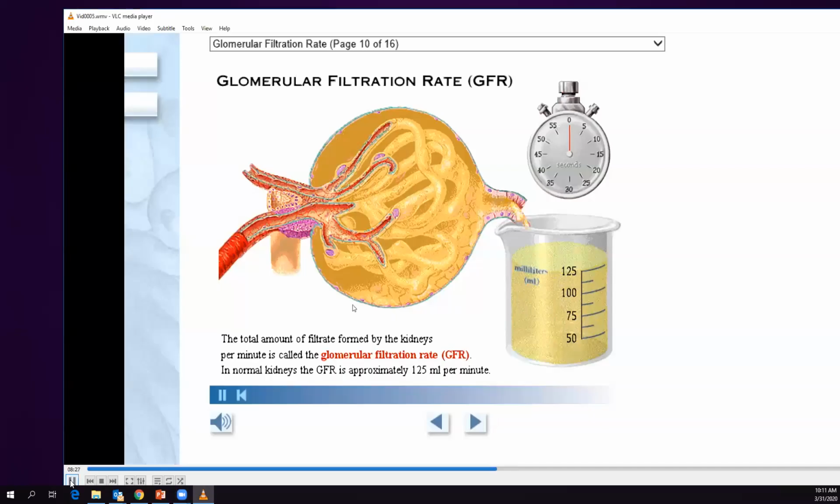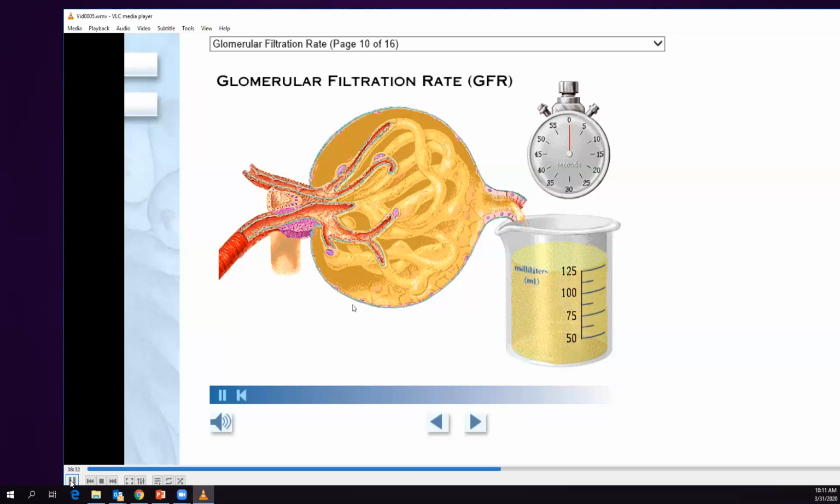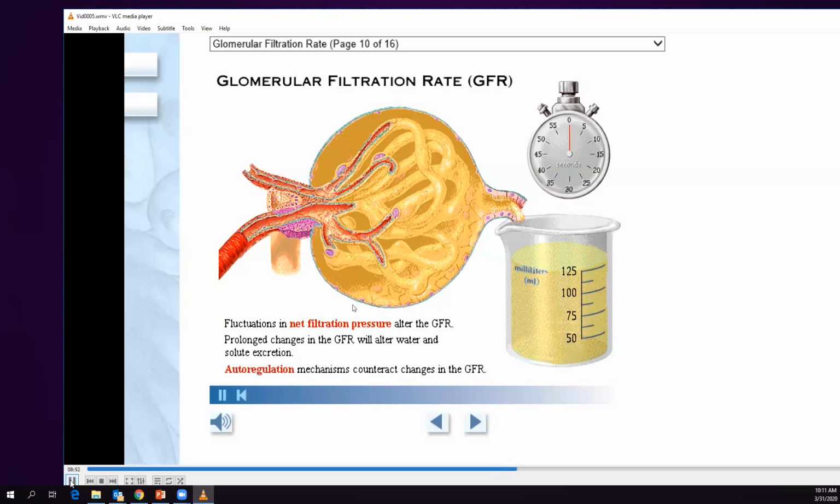Fortunately, 99% of this volume will be reabsorbed as the filtrate passes through the tubules. The glomerular filtration rate is directly proportional to the net filtration pressure, so a fluctuation in any of three pressures previously discussed will change the GFR. Prolonged changes in normal GFR will cause either too much or too little water and solutes to be removed from the blood. Let's look next at how the body attempts to counteract the normal daily fluctuations of systemic blood pressure by initiating an autoregulation mechanism that maintains normal GFR.